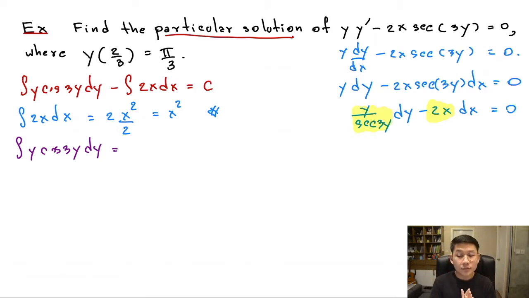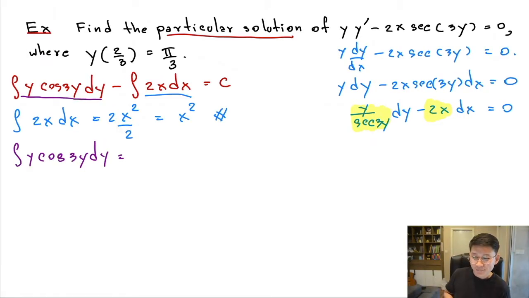So how should we integrate y cos 3y dy? Do you remember? For this one, the multiplication of polynomials and trigonometric functions like sine and cos, we need to use integration by parts. Do you remember how to do so? The integration by parts. Well, if you don't, I'll teach you how. I'll just do it here.